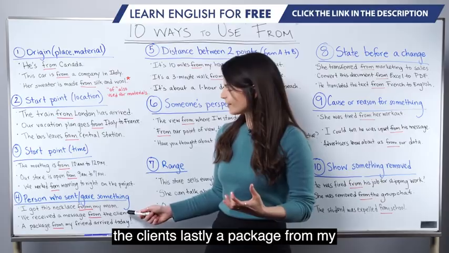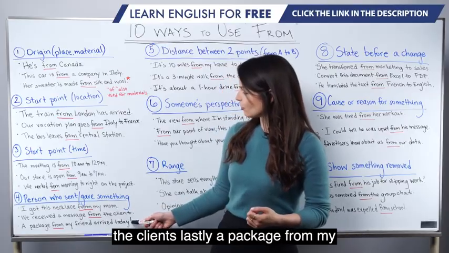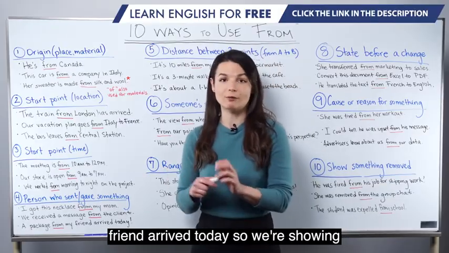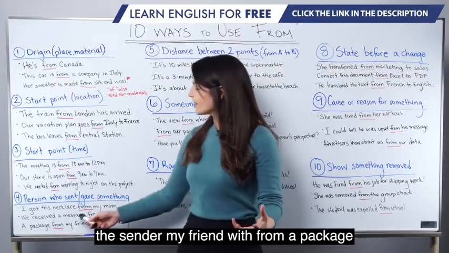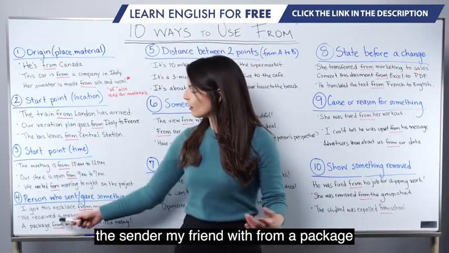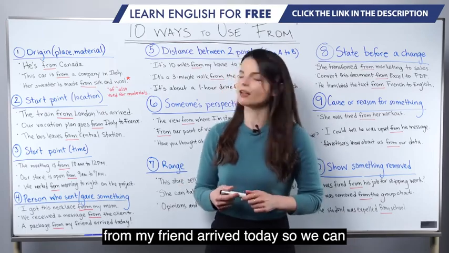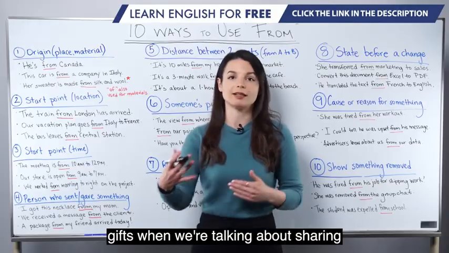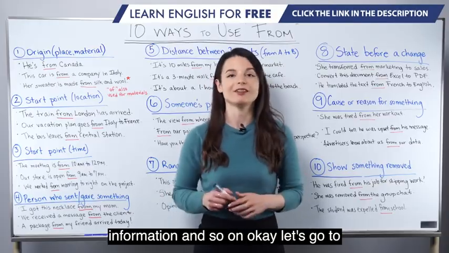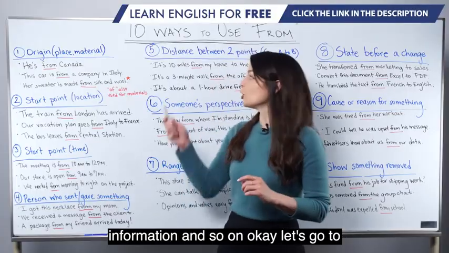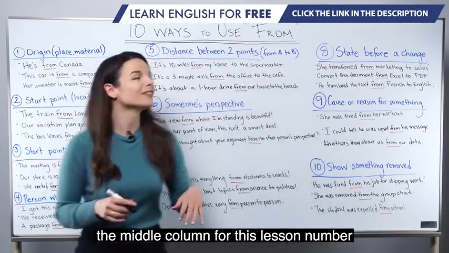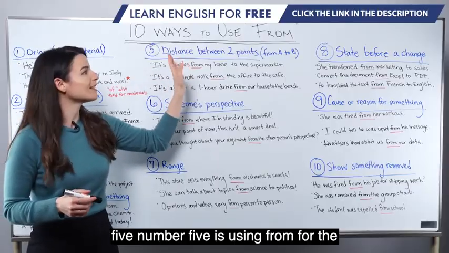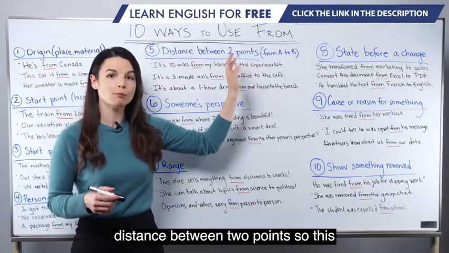From the client. Lastly, a package from my friend arrived today. So we're showing the sender, my friend, with from. So we can use this when we're talking about giving gifts, when we're talking about sharing information, and so on. Okay, let's go to the middle column for this lesson. Number 5. Number 5 is using from for the distance between 2 points.